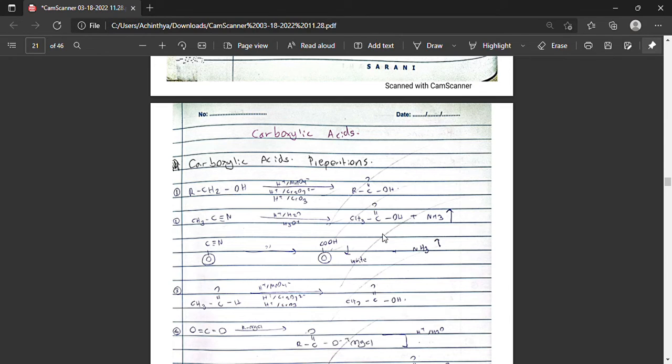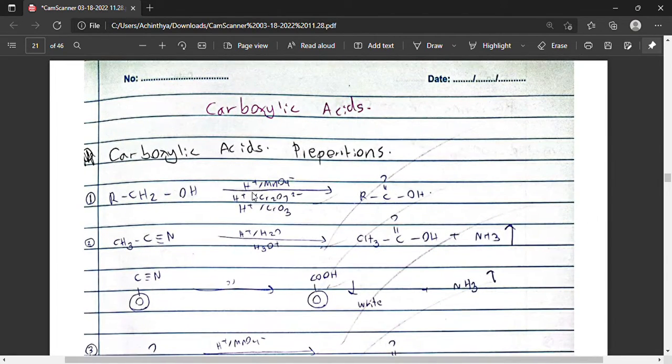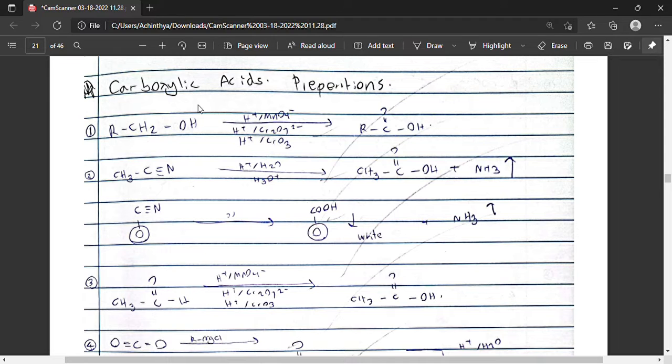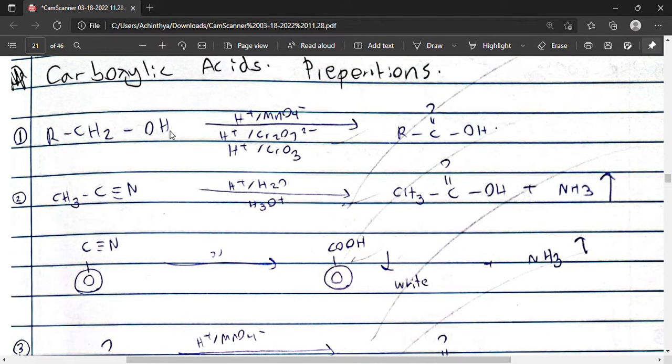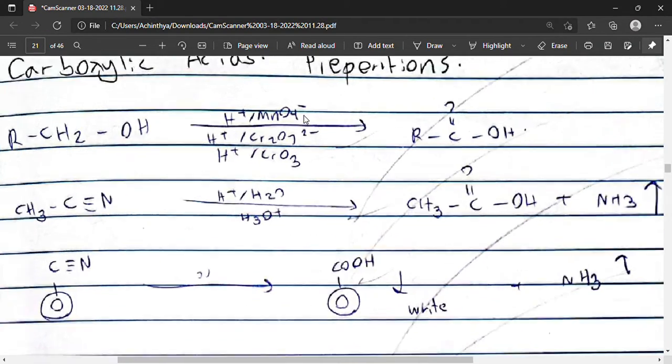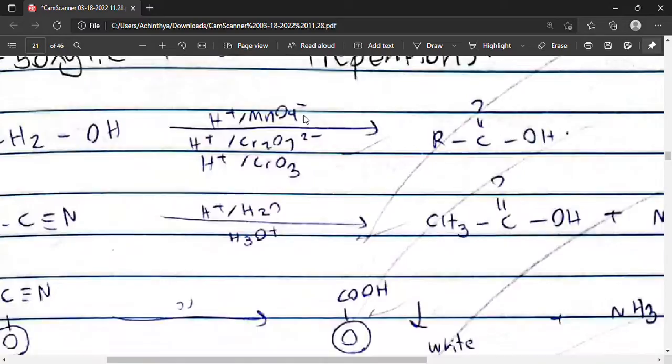Let's talk about the chemistry of carboxylic acids. First, we'll talk about how we prepare carboxylic acids. One way of preparing carboxylic acids is by oxidizing primary alcohols with strong oxidizing agents, like shown over here.